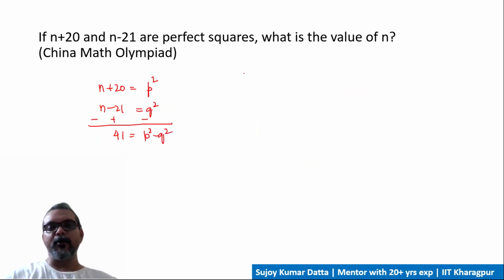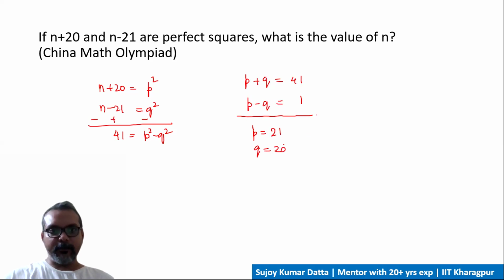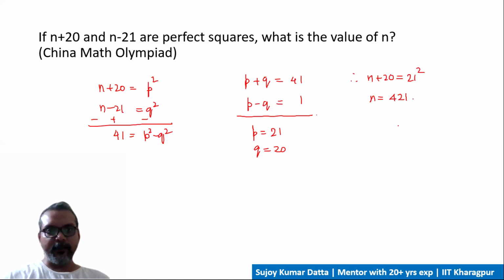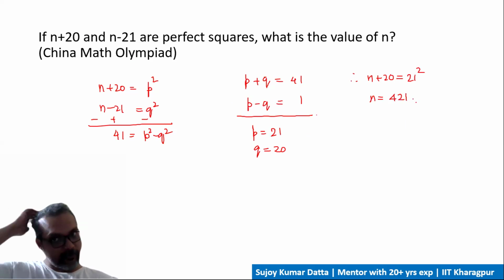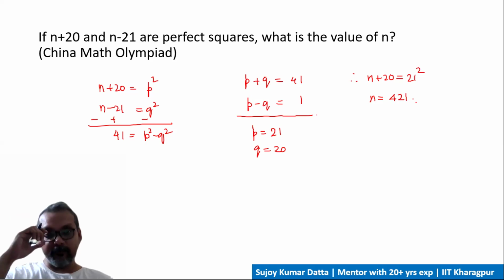since 41 is prime, the only combination possible is... so in that case twice of p will be 42 if I add them. So p is 21 and q is 20. That means n plus 20 will be 21 squared, which is 441. So 441 minus 20, so n is 421. So that is one solution. If you add 20 you get 441, and subtracting 21, you get 400.